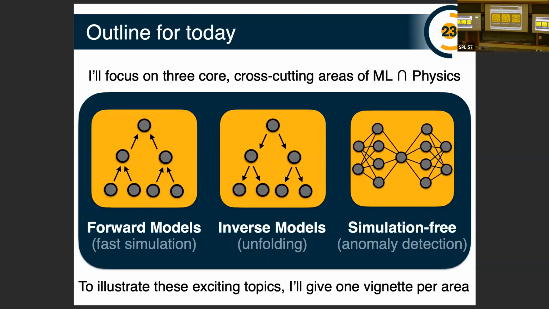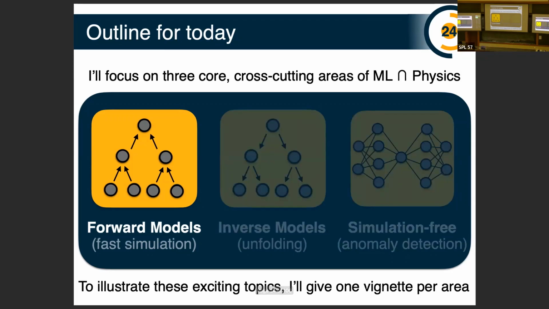These are really complicated areas. I could give a whole colloquium just on any one of these areas, but I wanted to give you a broad spectrum instead of going deep into any one of these areas. Okay, so I'm going to start with forward models.